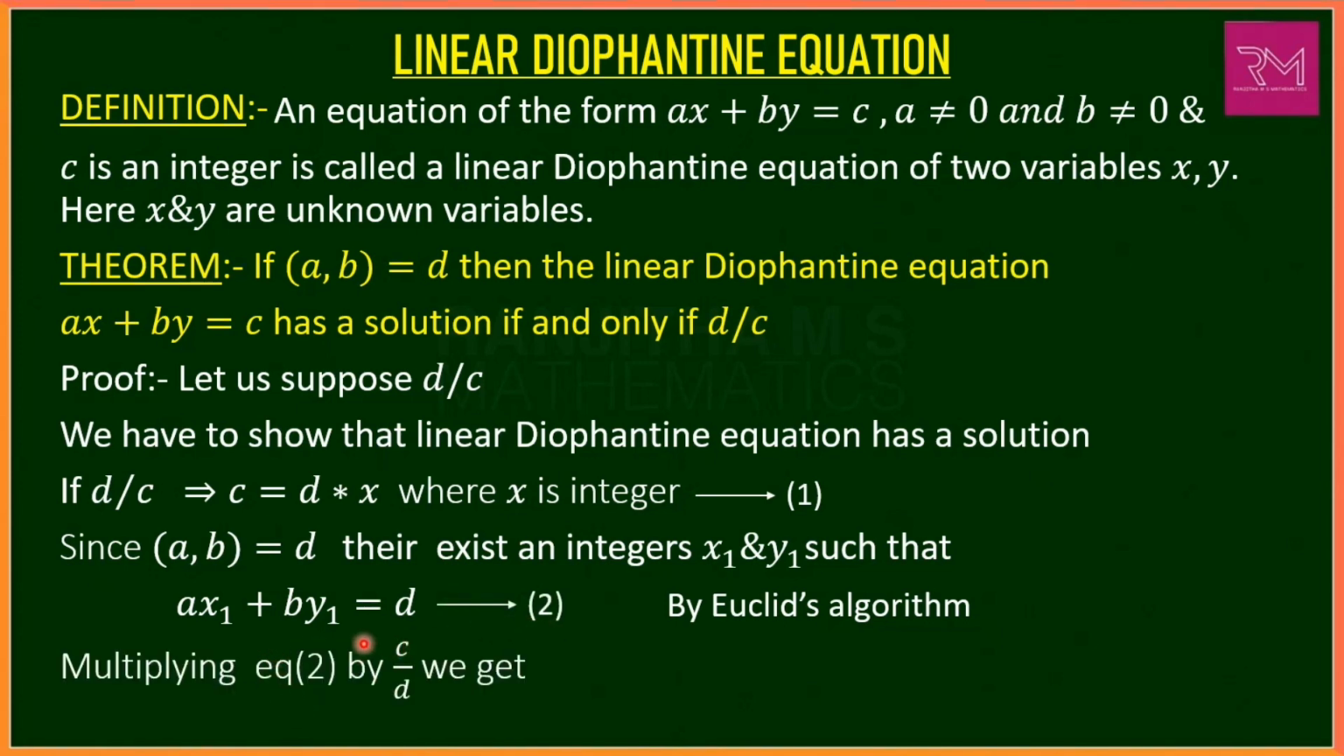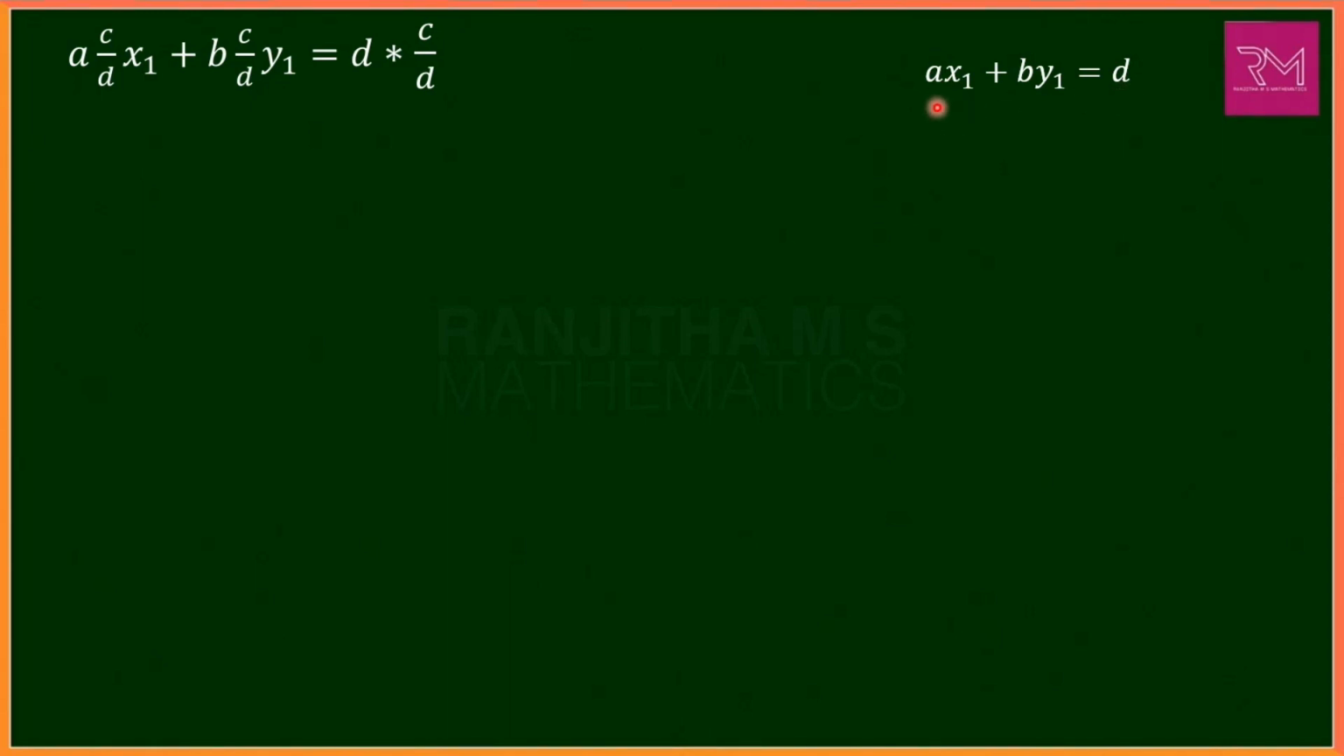Multiplying equation 2 by c/d, we get a·(c/d)·x1 + b·(c/d)·y1 = d·(c/d). Here the d's get cancelled, and the remaining is a·(c/d)·x1 + b·(c/d)·y1 = c.